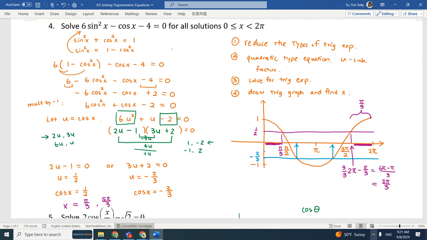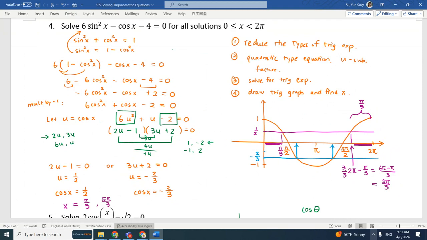1/2 is a common angle value, right? What are the common angle values? 1/2, √2/2, √3/2, and 1. Those numbers are the cosine of common angle values. But how about 2/3? It's not any of them. So in this case, we need to use the inverse trig function.